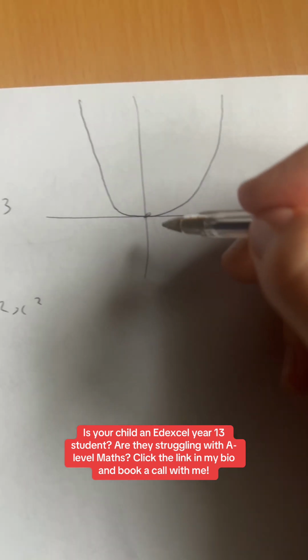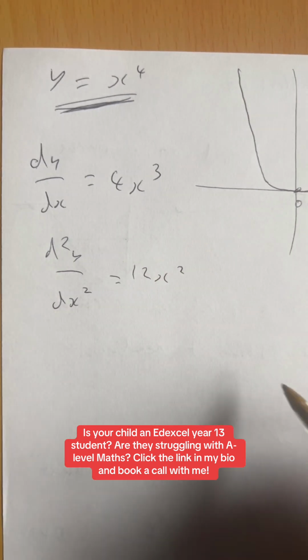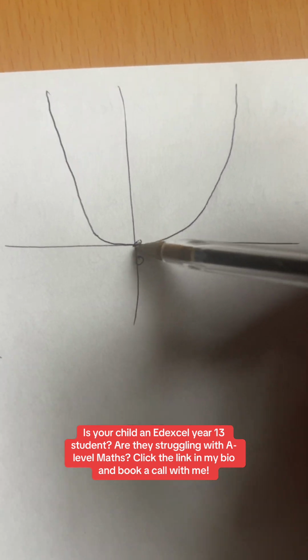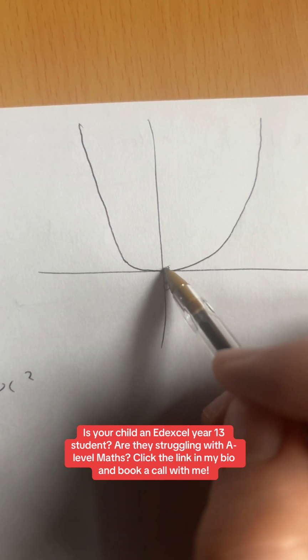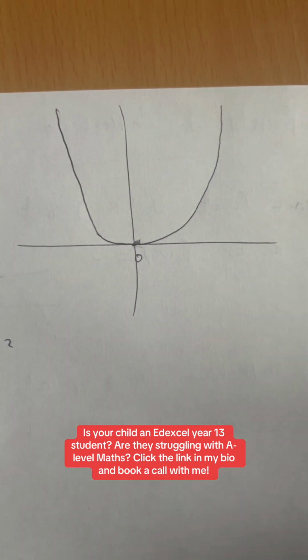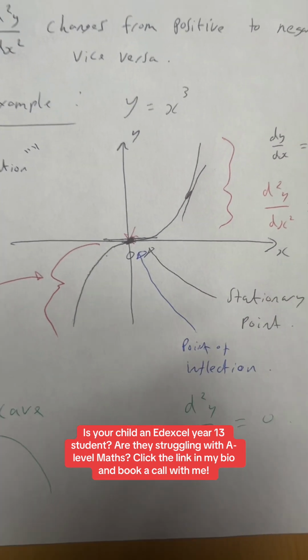Now, if you plug in x equals 0 into there, 12 times 0 squared, you would get 0. But that is not a point of inflection, is it? It's a minimum point, so it's not a point of inflection. So just because the second derivative is 0, it doesn't mean that it is a point of inflection. But a point of inflection does have a 0 second derivative. So just an important distinction to make.